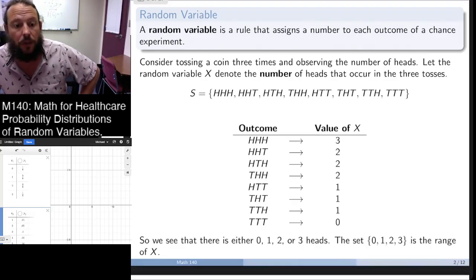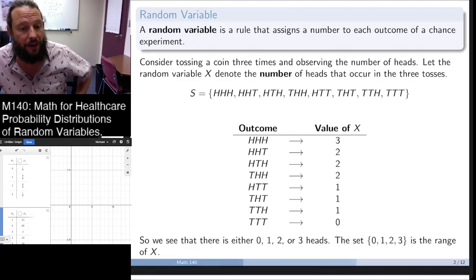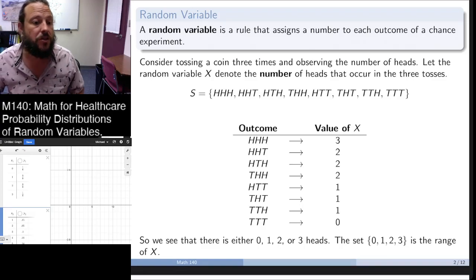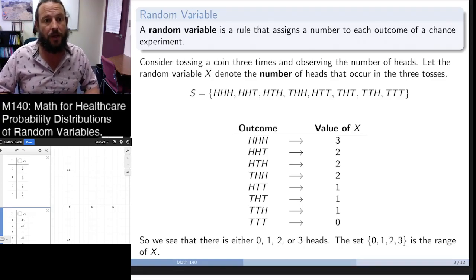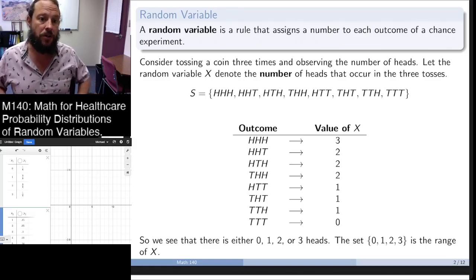Now, notice we could only have 0, 1, 2, or 3 heads. The set 0, 1, 2, 3, that's the range of x. What are the values it could take on? Those are something that you're going to want to look at once you define your random variable.